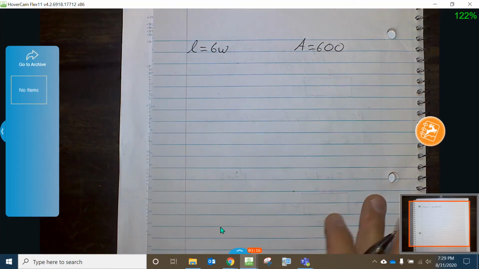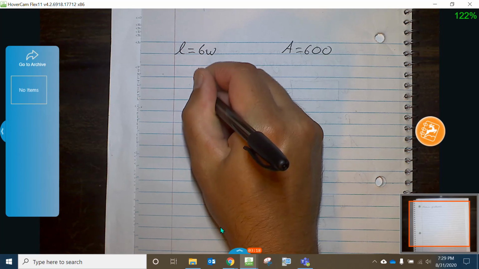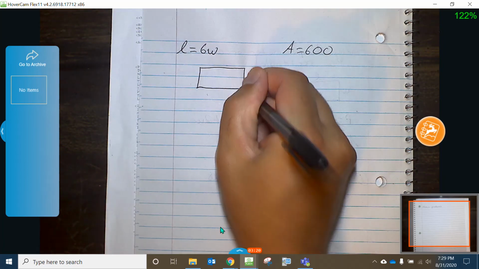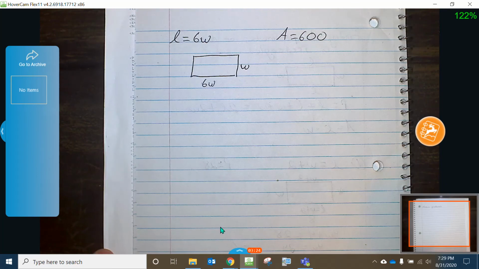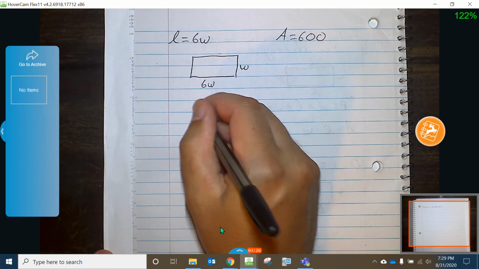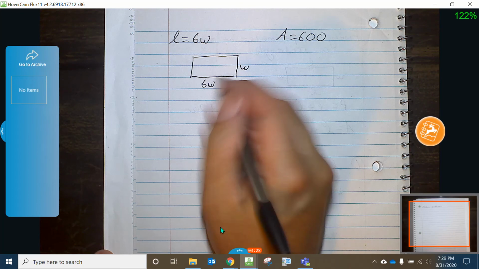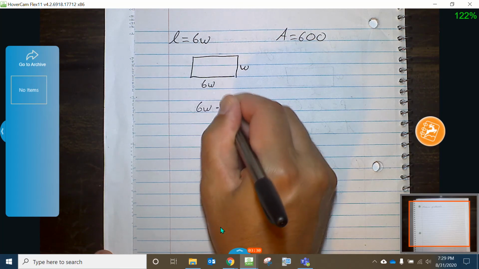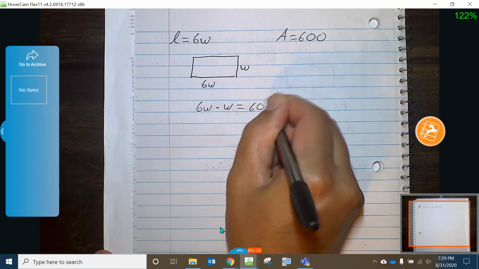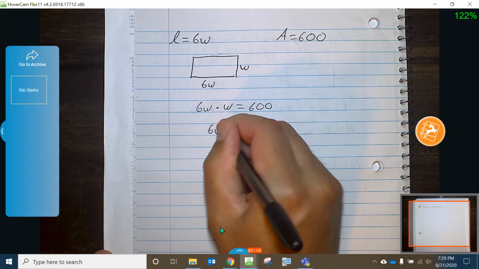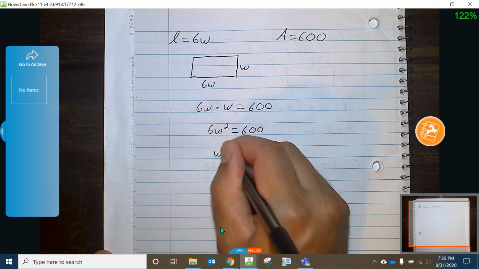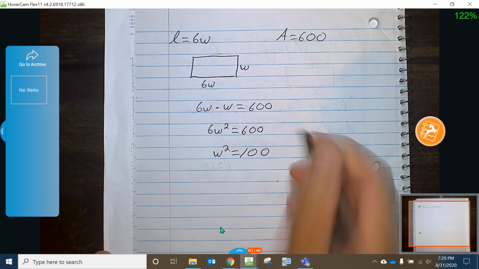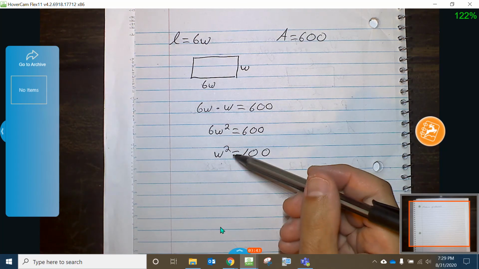Okay. So we know in this rectangle, not drawn to scale, obviously, 6W and W. So if the area is 600, well, area is length times width, so we get 6W times W equals 600. 6W squared equals 600. Divide by 6. W squared equals 100. And now, here's a question.